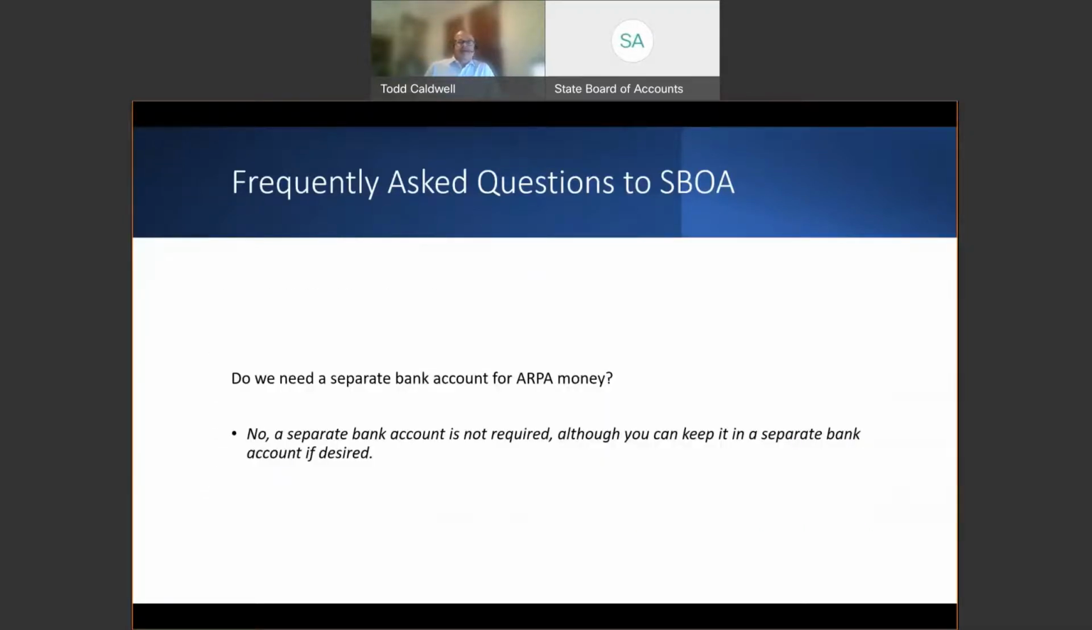You don't need a separate bank account for ARPA money. I had that question quite a bit early on. I know there are some grants that do require that, but ARPA is not one of them. So you can keep it in any one of your existing bank accounts. If you want to create and establish a new bank account for just this ARPA money, you can do that as well.